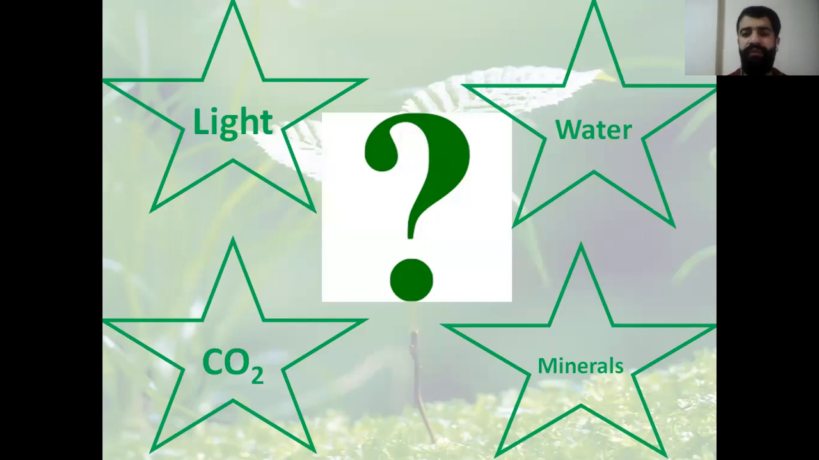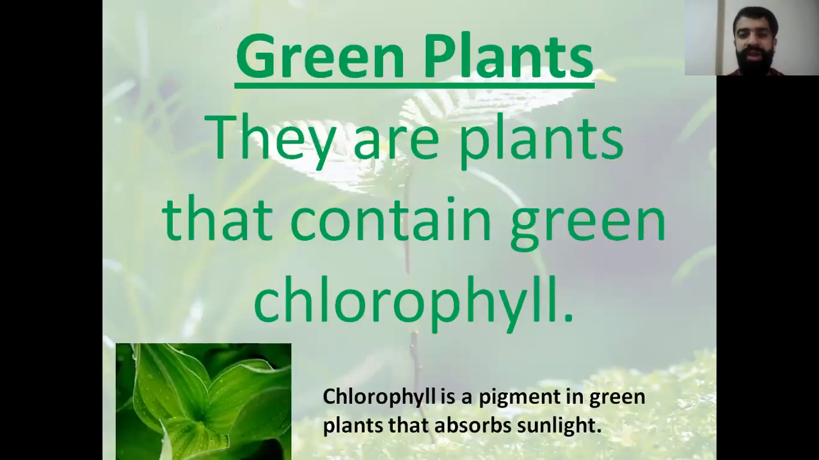In this session, we have four names. We have light, we have water, we have carbon dioxide, CO2, and we have minerals. What do these four represent? They represent the nutrients needed by the green plants, the elements needed in order to grow normally and grow well.